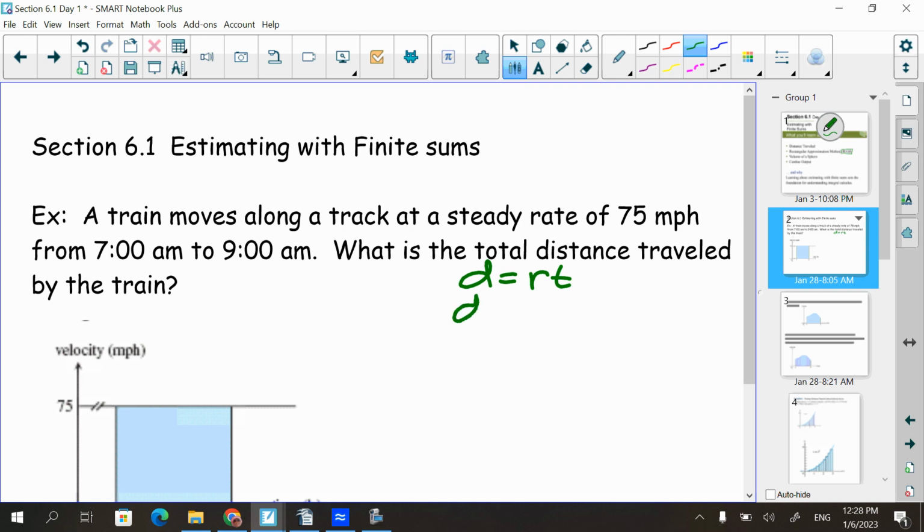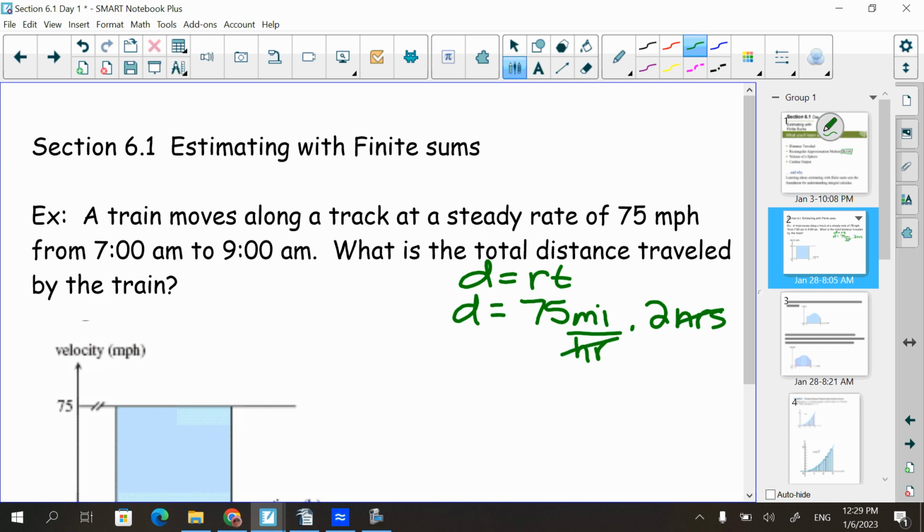In order to find the distance, I take the rate of 75 miles per hour and I multiply it by how much time I'm traveling. I'm traveling from 7 a.m. to 9 a.m., so 2 hours.